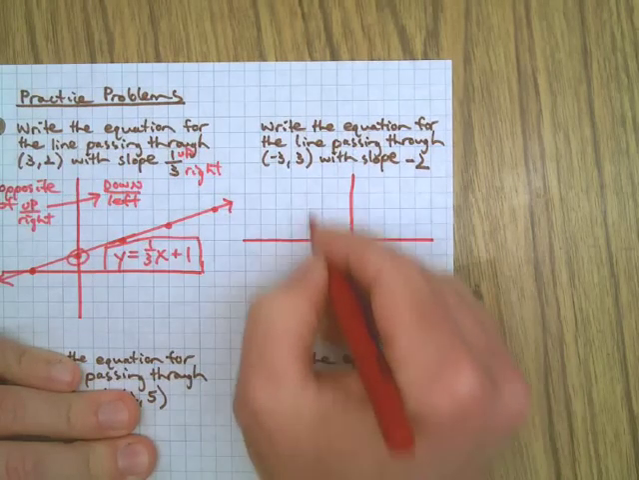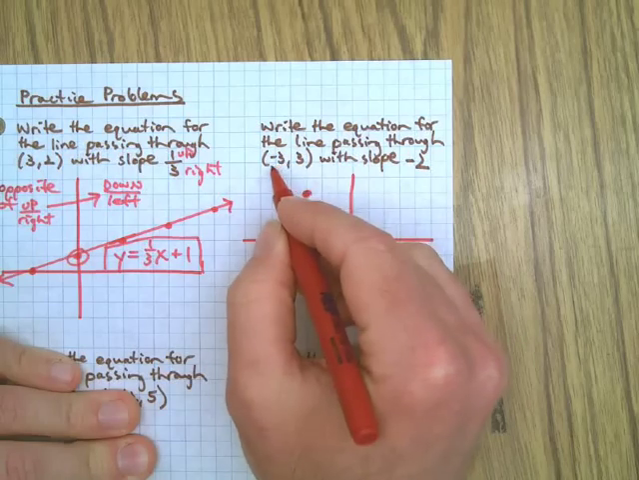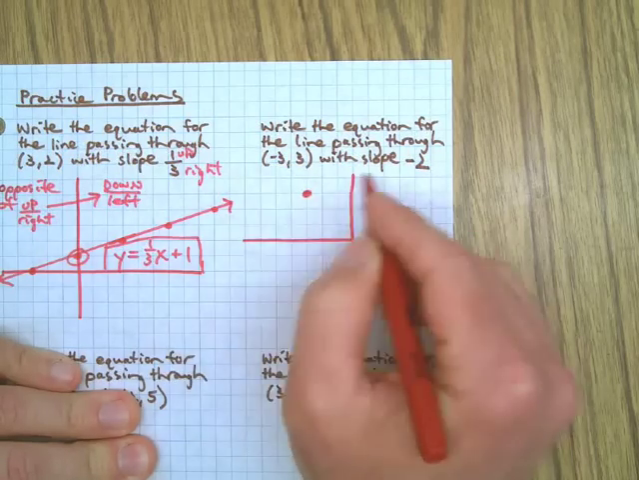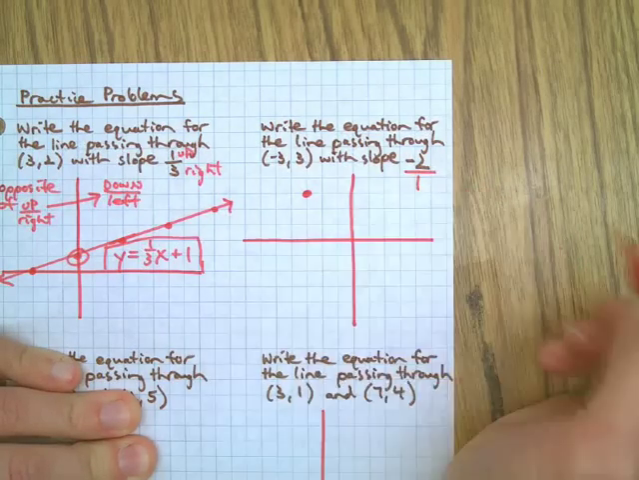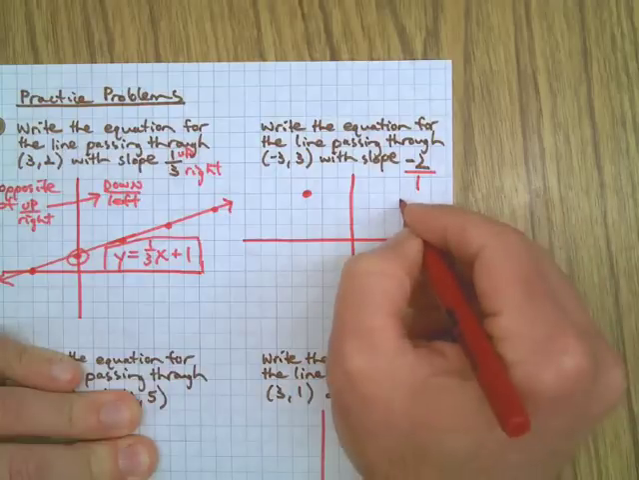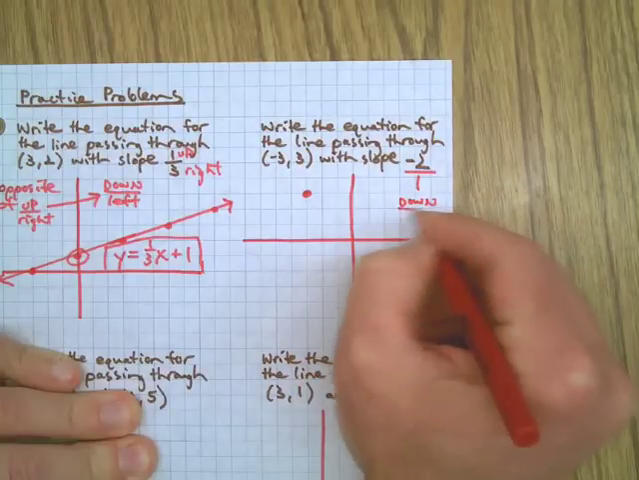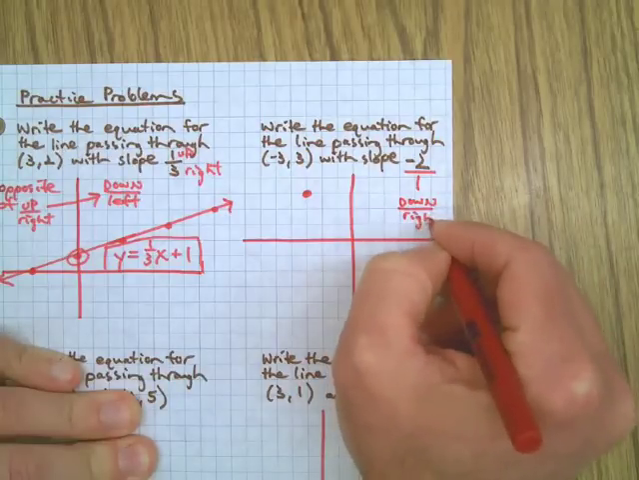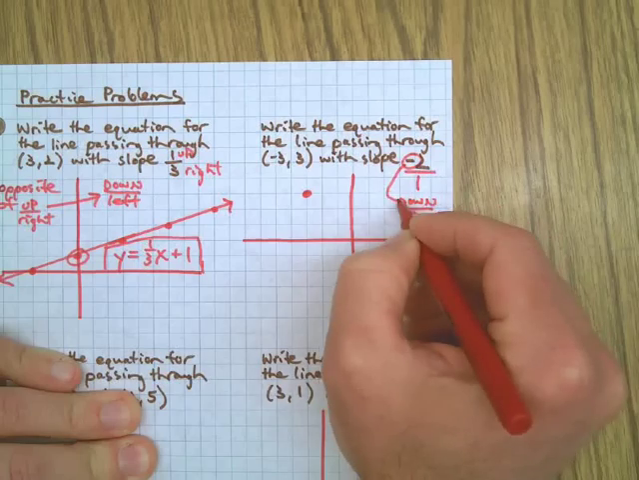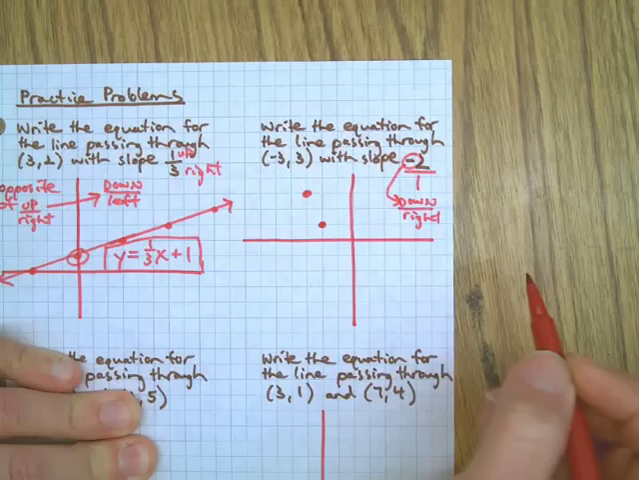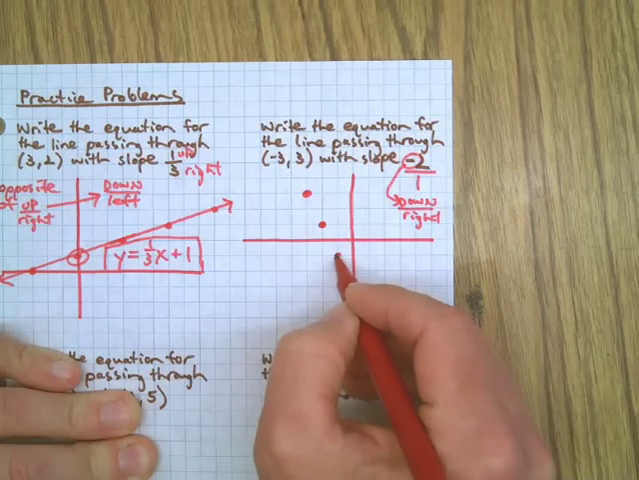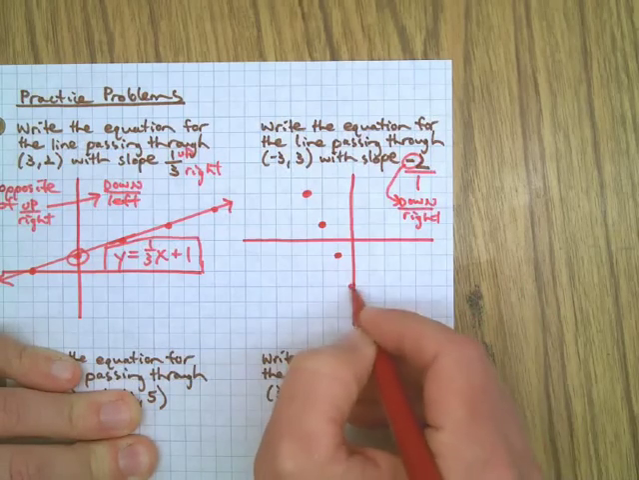-3, up 3, right? Left 3, up 3. Then a slope of -2. Slope of -2 means -2/1, which means I'm going down and right. Since that's a negative number, that means down. Down 2, right 1. Do I have the y-intercept? No. Down 2, right 1. Still don't have it. There it is.